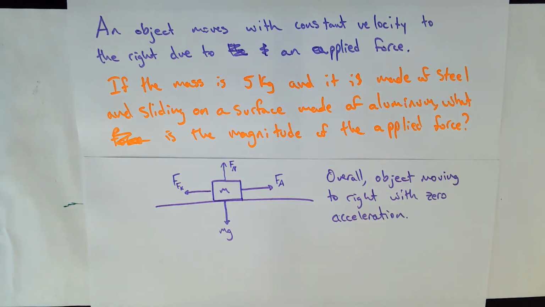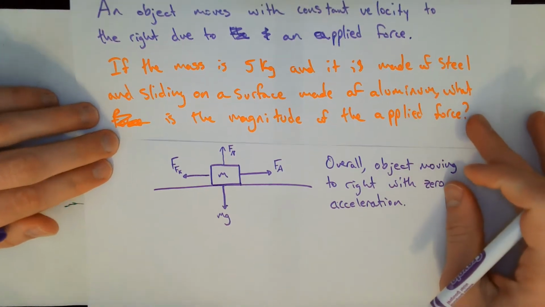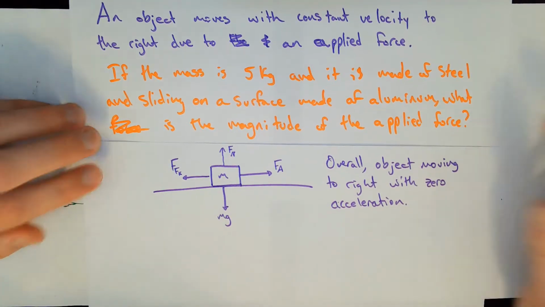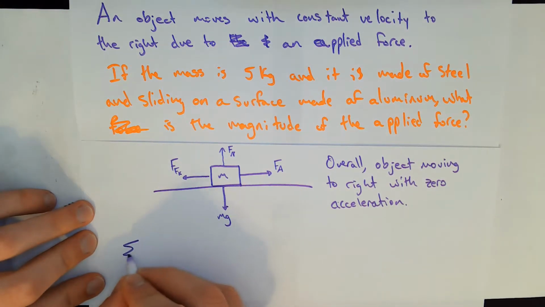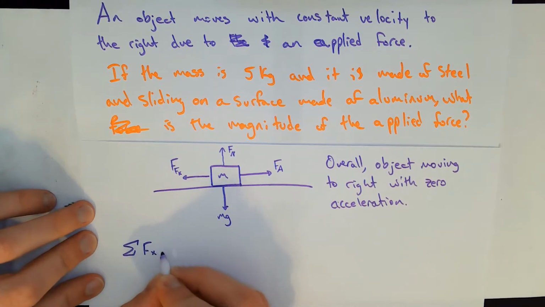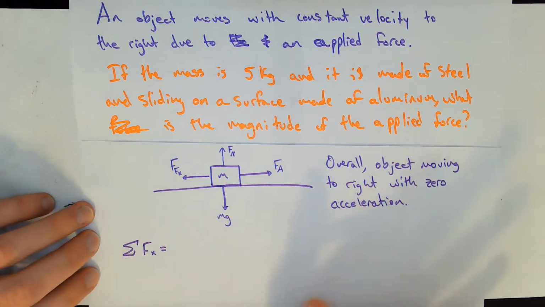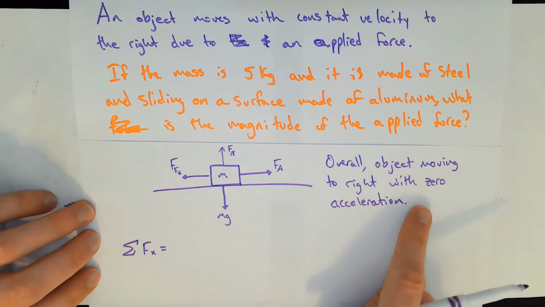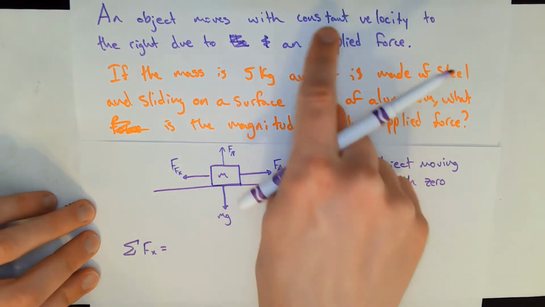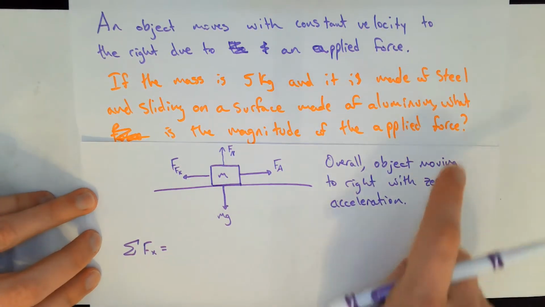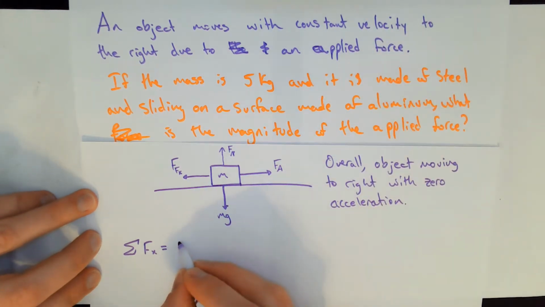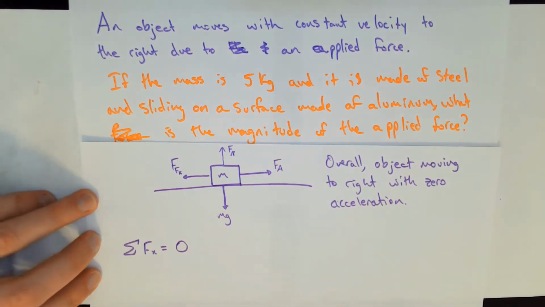So what we should be thinking here is that if it's moving to the right with zero acceleration, well, what can I say? I can start with looking at the sum of the forces in the x direction. If overall the object's moving in the x direction, but with zero acceleration, constant velocity, right? Zero acceleration, aka constant velocity, then the sum of my total forces in the x direction must be zero.